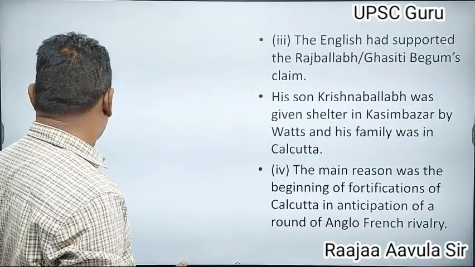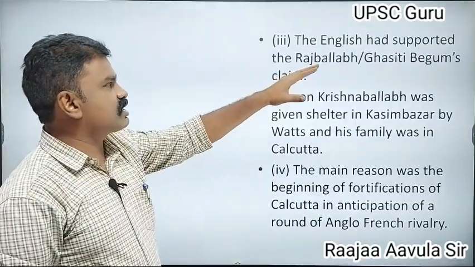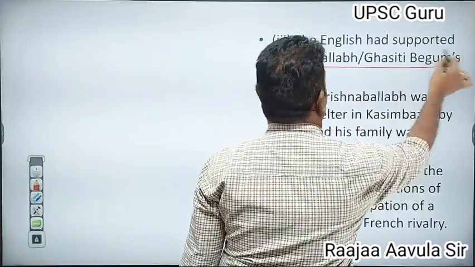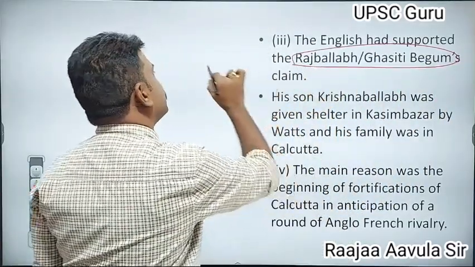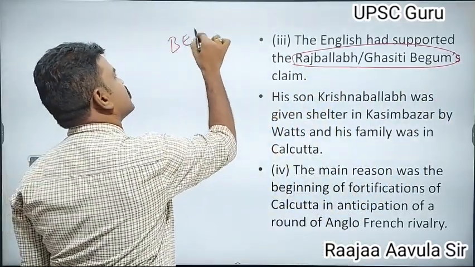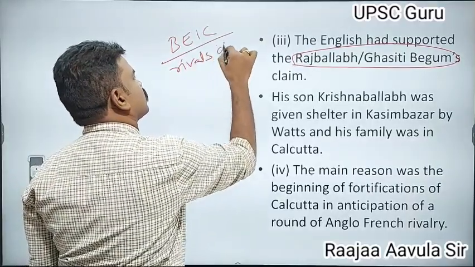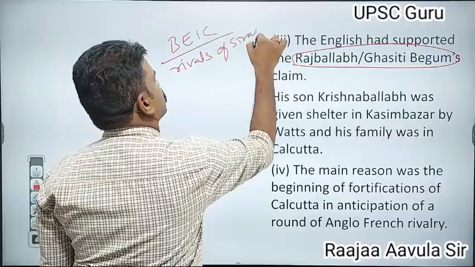Next, the English had supported Raj Durlabh and Ghasiti Begum. The English supported these two persons. That means the British East India Company supported the rivals of Siraj.